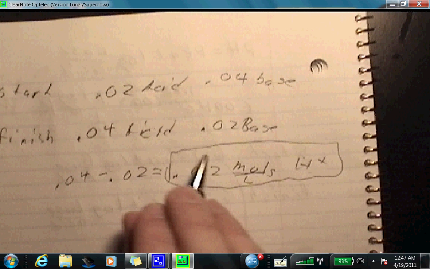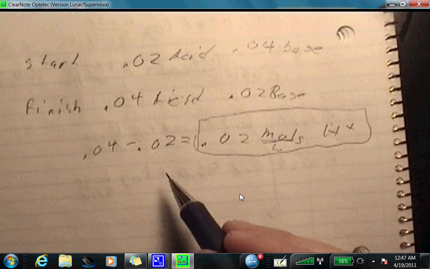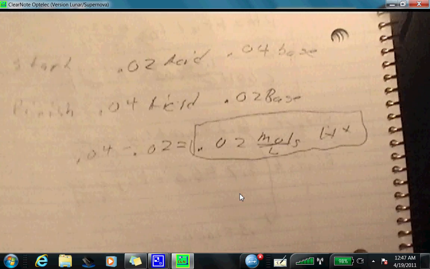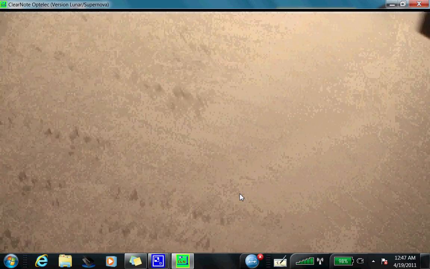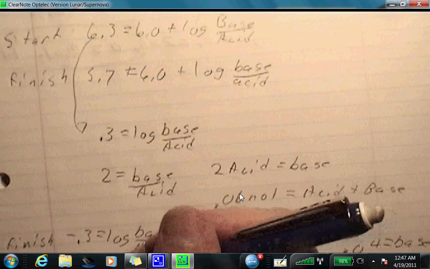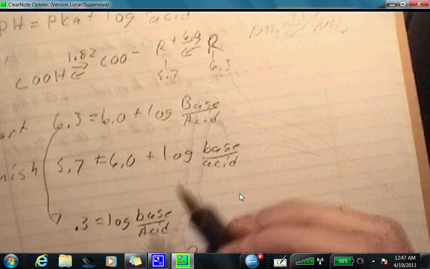So the main lesson to take away from this is writing out your start and your finish and making sure that the concentrations make sense once you calculate them.